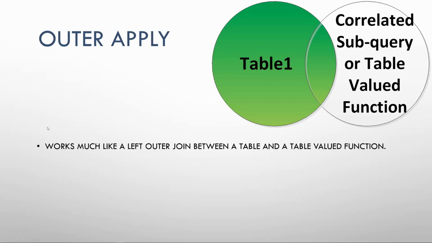Next, we have the outer apply. This is a lot like, instead of an inner join, a left outer join between a table and a table valued function. You may wonder, is there any equivalent to a right outer join? No, it's either cross apply or outer apply. One of them acts like an inner join, the other one acts like a left outer join.